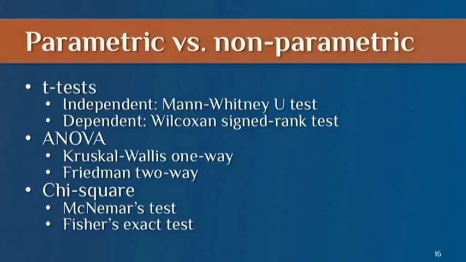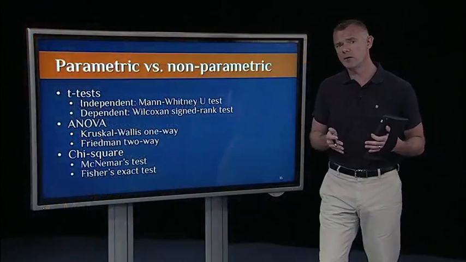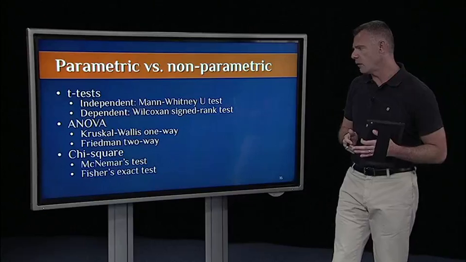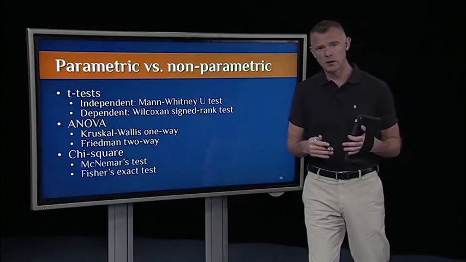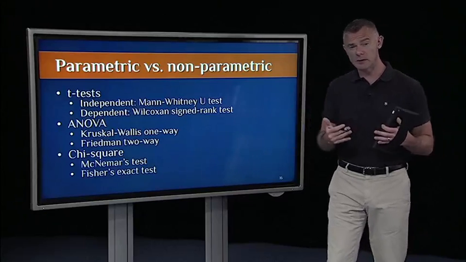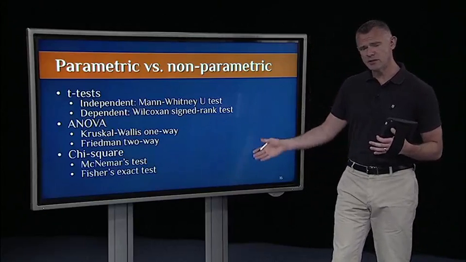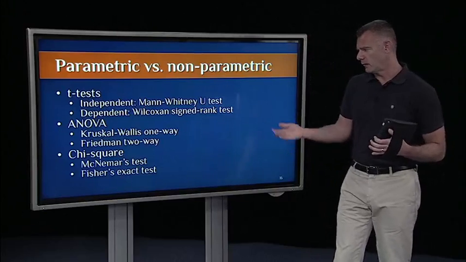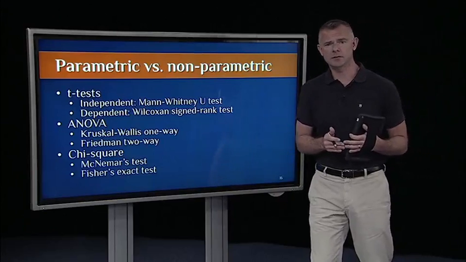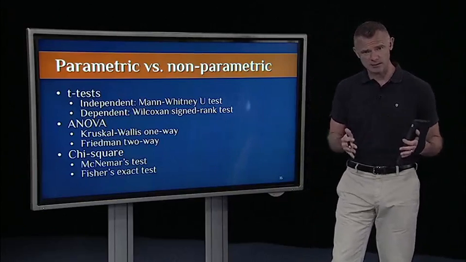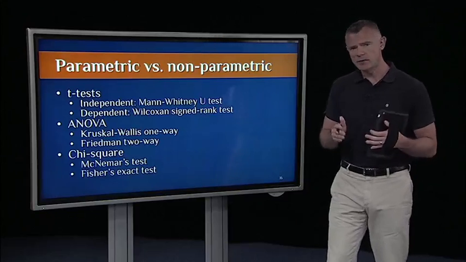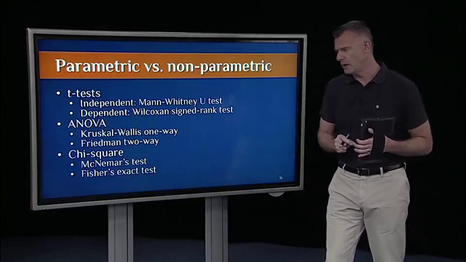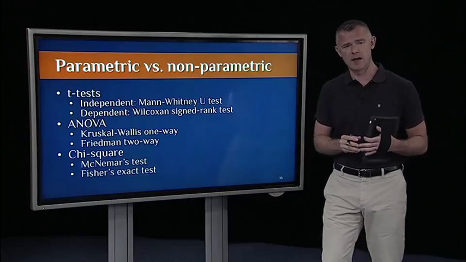For ANOVA, there are several options. So the alternative to a one-way ANOVA, if you want to do a non-parametric procedure, is the Kruskal-Wallis procedure. And if you want to do the alternative for a factorial, the non-parametric procedure is called Friedman's procedure. Also, I mentioned these when we talked about chi-square. If you don't satisfy the assumptions of chi-square, for example, if you don't satisfy the independence assumption, then you should be doing McNemar's test, a non-parametric procedure. And if you have small expected cell counts, then you could do Fisher's exact test, again, a non-parametric procedure.